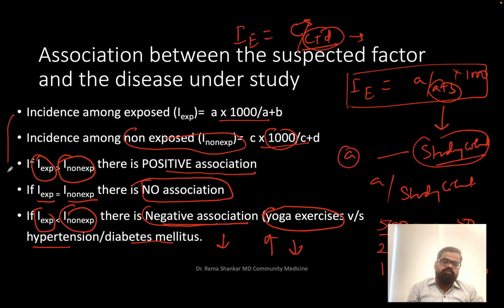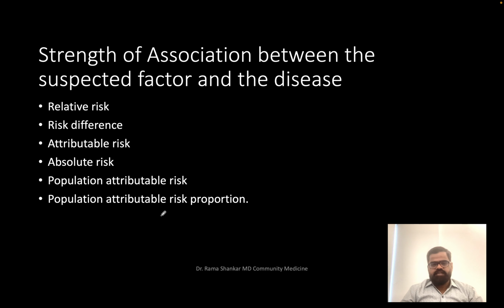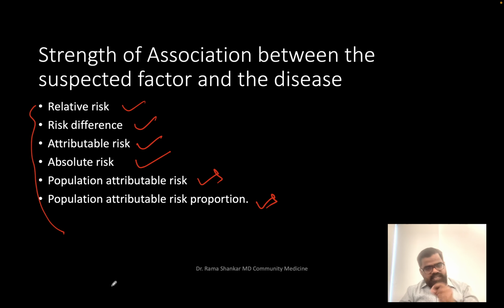Students, colleagues, this will be further elucidated in the different examples which I will show. So these are the things we will talk about: relative risk, risk difference, attributable risk, absolute risk, population attributable risk, and population attributable risk proportion. And we'll try to make a linkage so that whenever you are doing a quick revision, by one slide you can make it easy. And at the end of the session, I'll definitely do that.